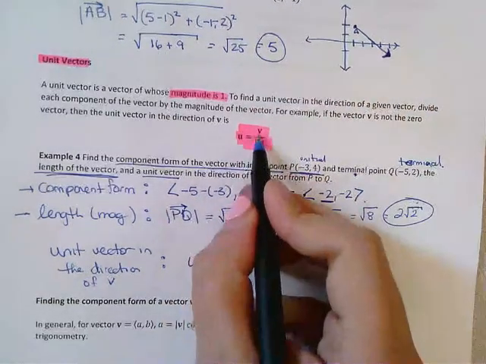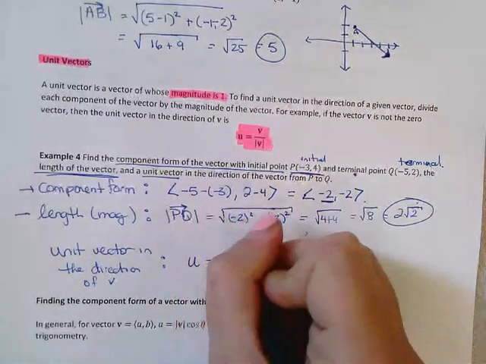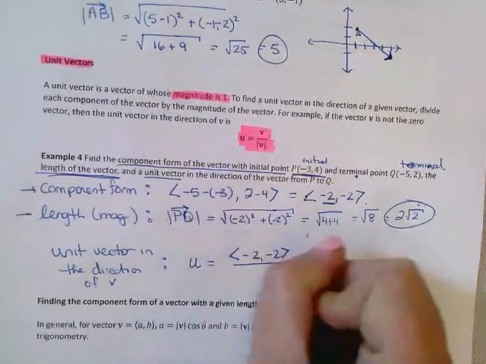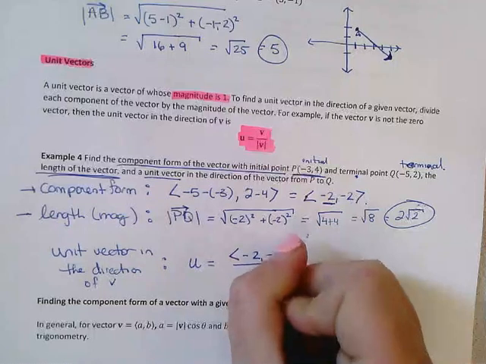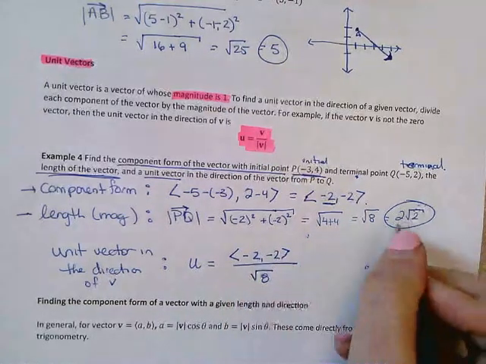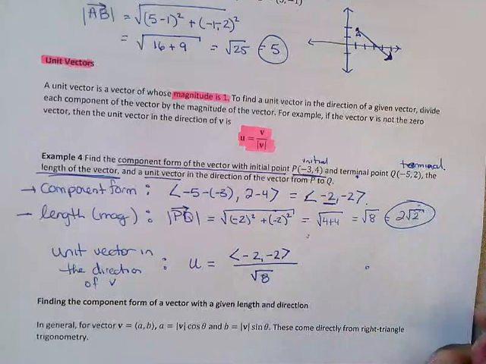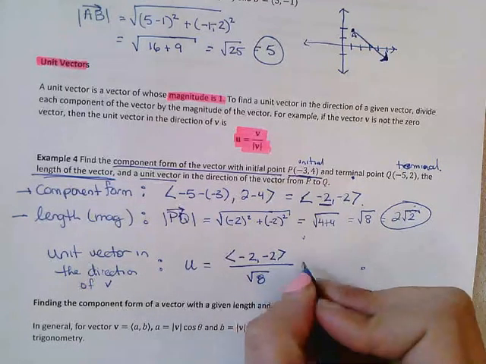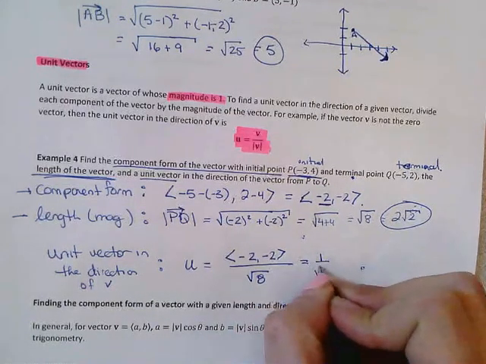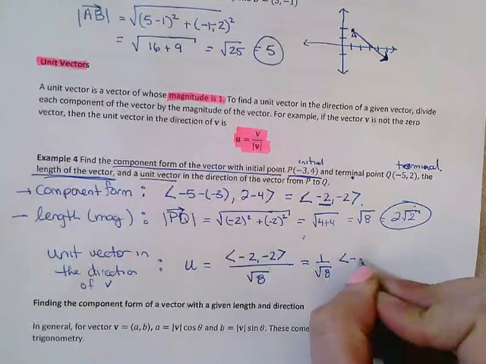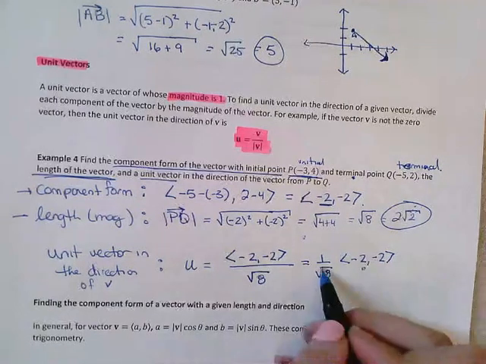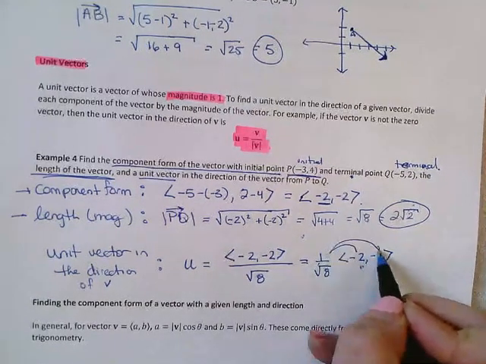So U is the vector negative 2, negative 2, divided by the magnitude, which is the square root of 8. We're going to simplify it at the end anyways. So basically what we are going to be doing here is we're just taking 1 over square root of 8 and we're going to multiply it in to these 2 components. So you're just going to multiply, distribute.